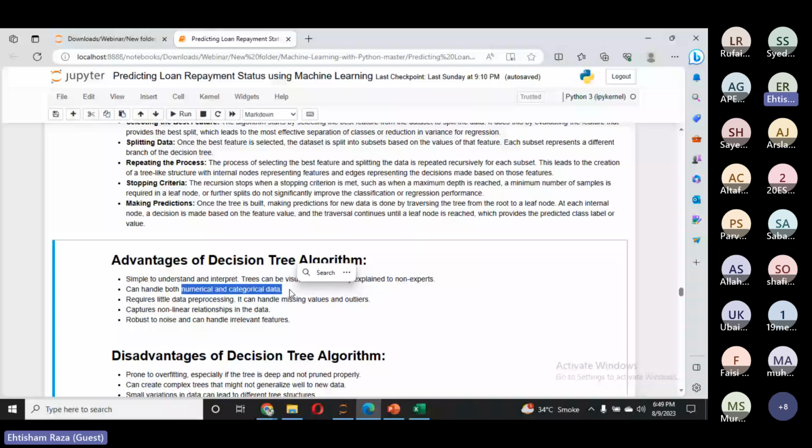KNN has an issue with outliers, but a decision tree can handle missing values and outliers. So if you have missing values and outliers in your data set, a decision tree can easily work.